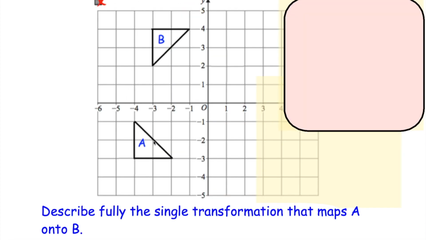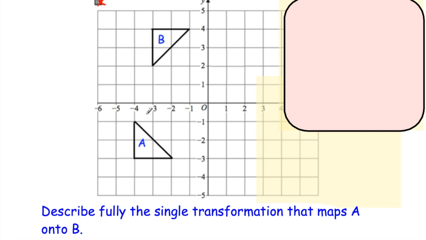Okay, question number 13. In question number 13, we've been given our grid and we've got triangle A and triangle B. And again, we've been asked to describe fully the single transformation that maps A onto B. So let's consider our transformations. Is it a translation? No, it's not just been slid. It looks like it's been rotated. Has it been reflected? No. Has it been enlarged? No.